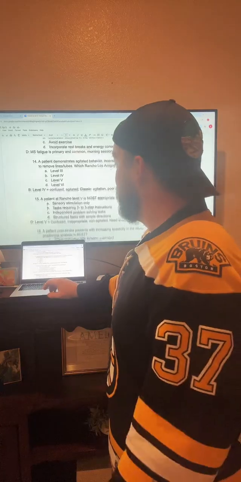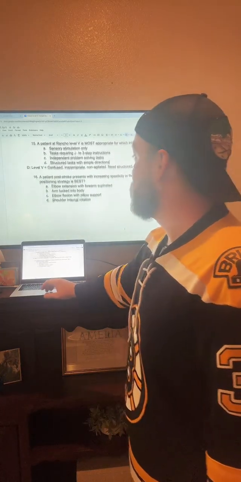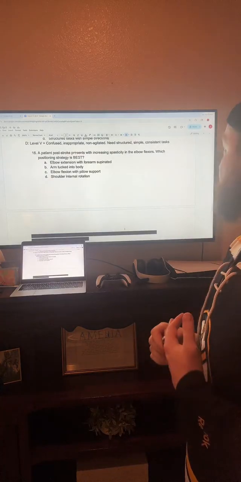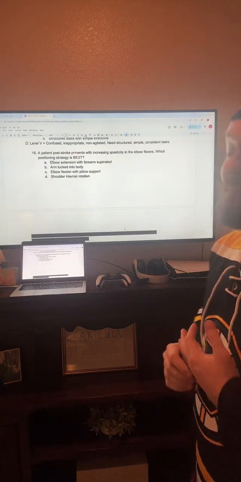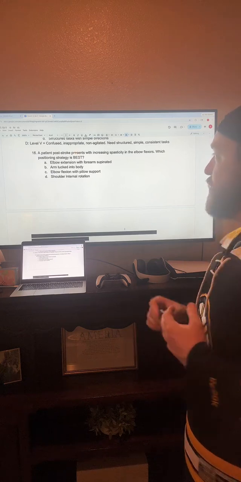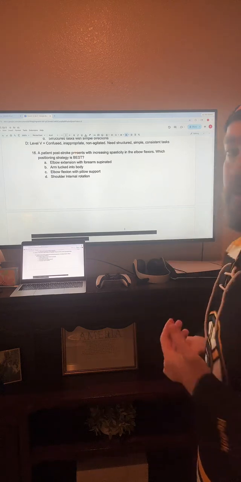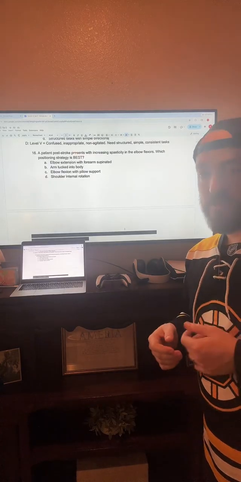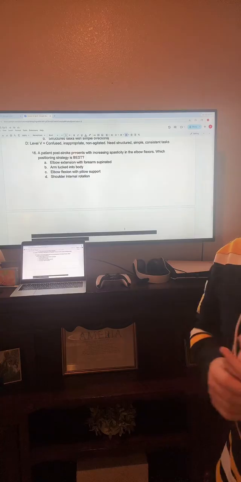All right, number 16. A patient post-stroke presents with increasing spasticity in the elbow flexors. Which positioning strategy is best? A, elbow extension with forearm supinated. B, arm tucked into body. C, elbow flexion with pillow support. Or D, shoulder internal rotation.